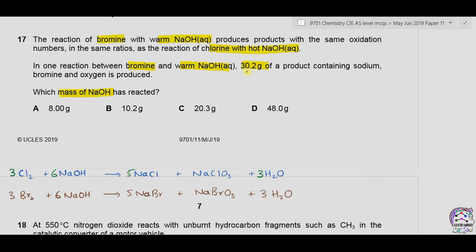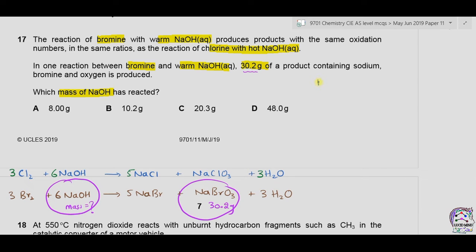Now we can see that in the question they have given 30.2 grams of product which contains sodium, bromine and oxygen. So it is this one. The mass is 30.2 grams. Which mass of sodium hydroxide has reacted? So we have to find out the mass of sodium hydroxide.